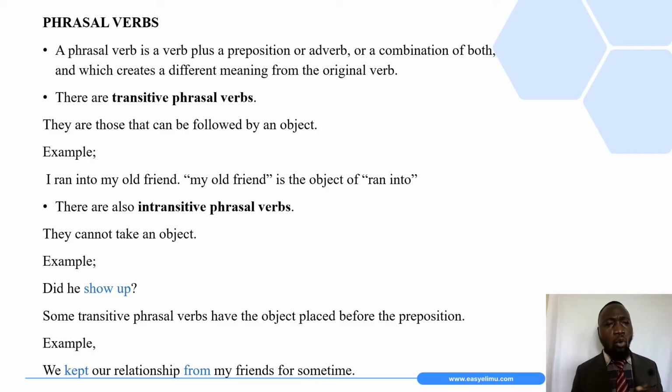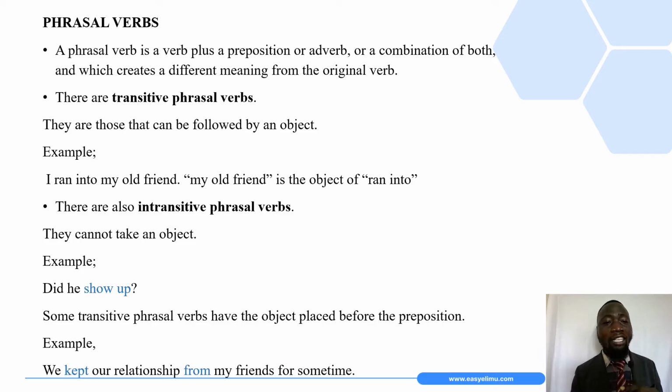So what are these phrasal verbs? A phrasal verb is a verb plus a preposition or adverb, or sometimes a combination of both, which creates a different meaning from the original verb. So there are transitive phrasal verbs.